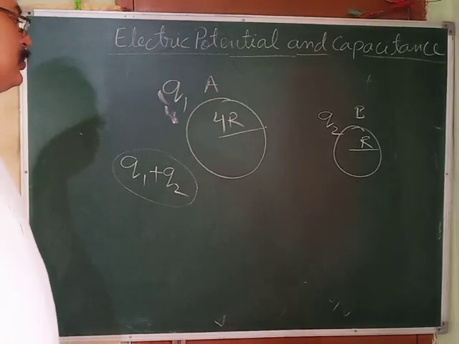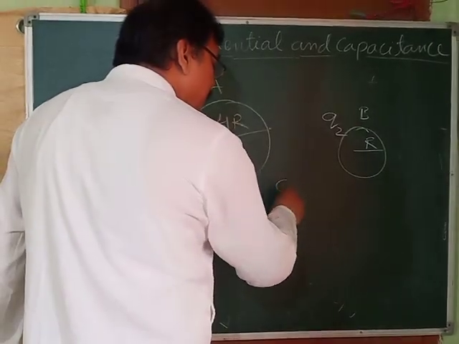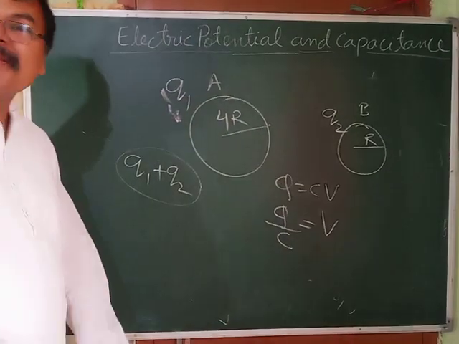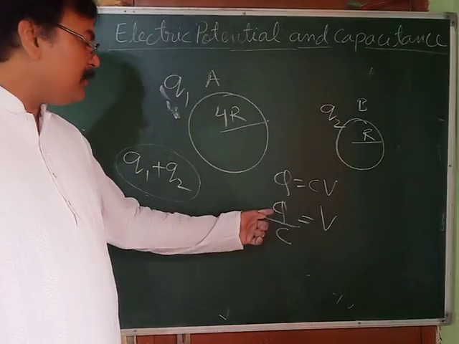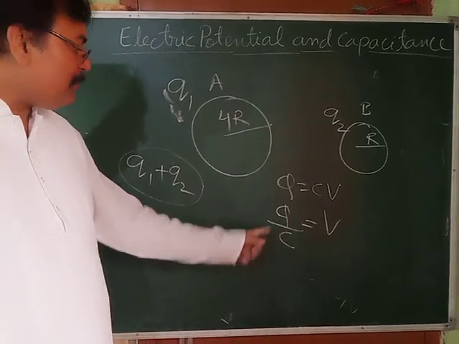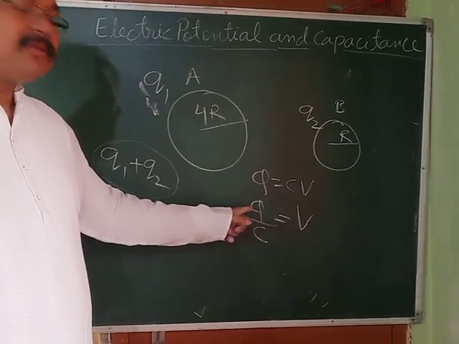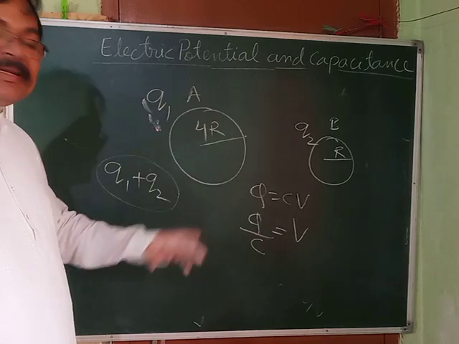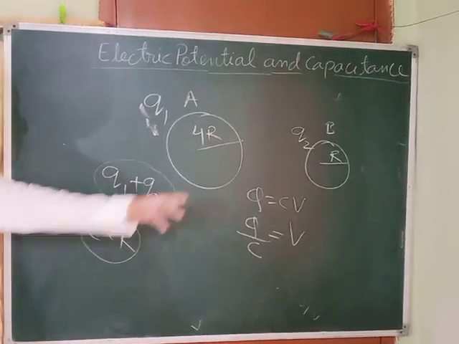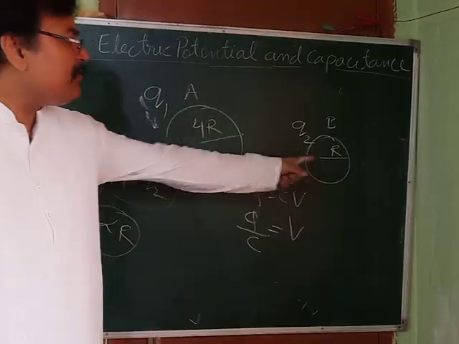So till the potential is the same, we know that q is equal to cv, so v is equal to q by c. Okay, so when the potential is the same, obviously the ratio of their charge to their capacitance is the same. That means the one which has more capacitance should have more charge, and the one which has less capacitance should have less charge. So this has more capacitance. How? Because just now we have discussed that capacitance is proportional to radius. That means its capacitance is how much? 4 times this. So it will hold 4 times the charge of this.